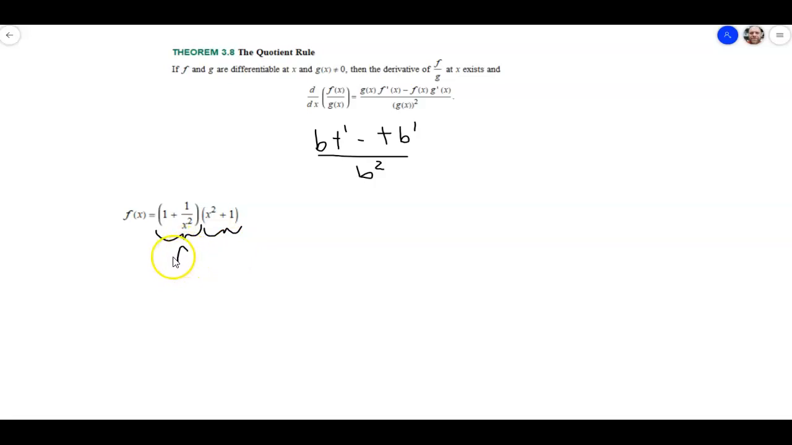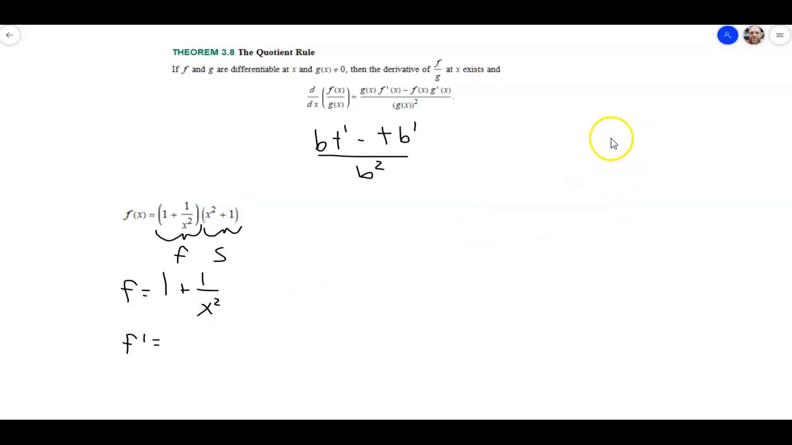So I'm going to call this the first and this the second. So the first one is equal to 1 plus 1 over x squared. And then I want to do the derivative of the first. And the 1 cancels out because that's a constant. So I'm just going to take the derivative of 1 over x squared. I'm going to do that off to the side over here.